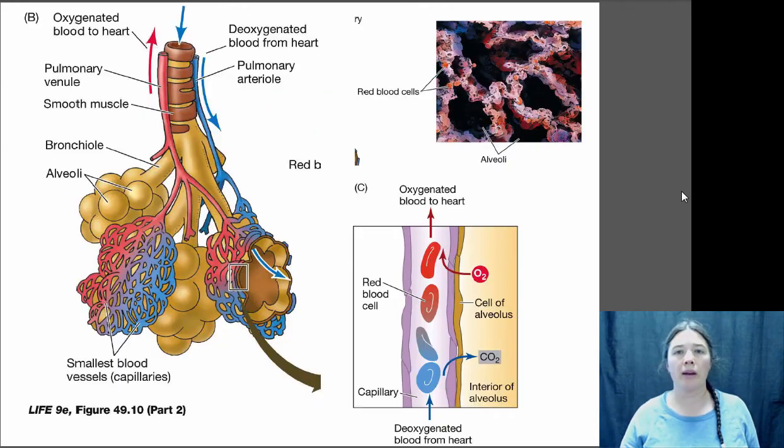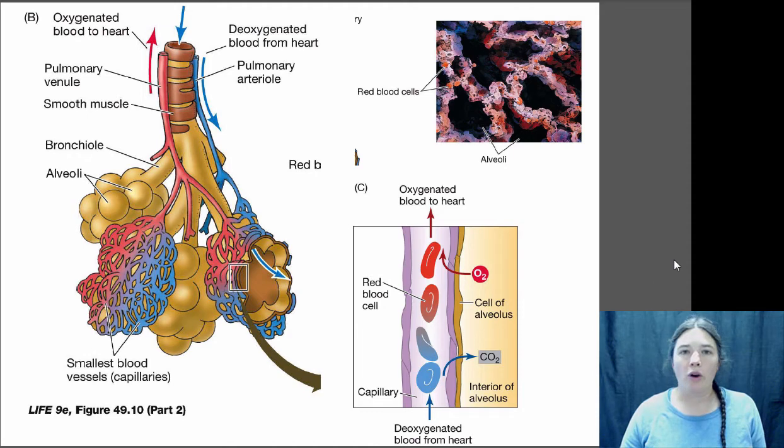So this is what the alveoli look like up close. Very, very narrow membranes separating the blood from the air pocket within, and then a lot of surface area. And so you have that gas exchange going back and forth between those smallest blood vessels and the alveoli themselves. All right.